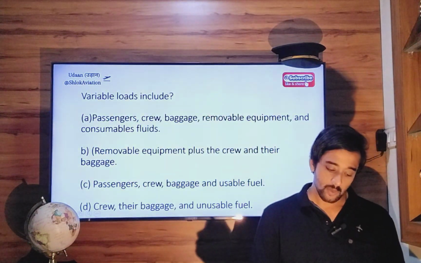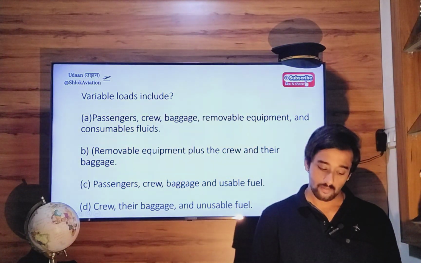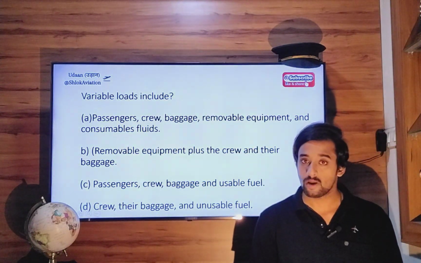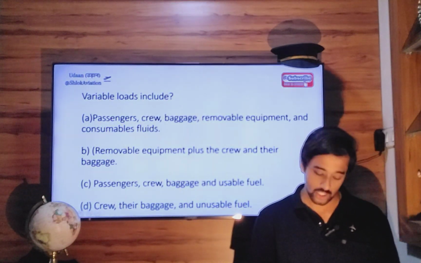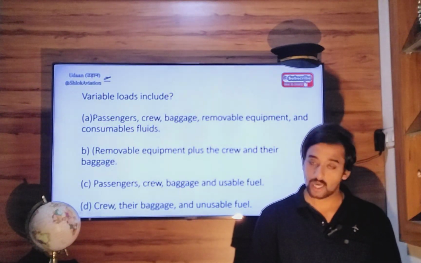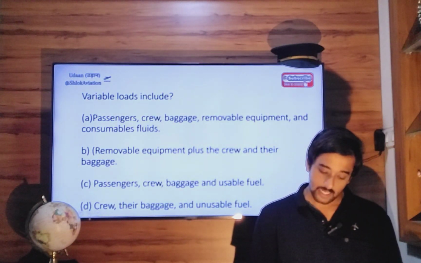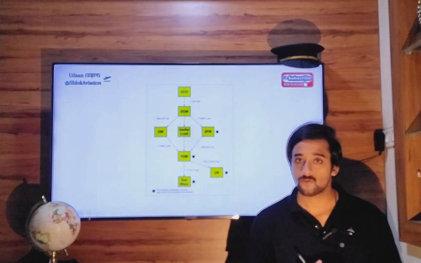Next. Variable loads include what? Passengers, crew, baggage, removable equipment, consumable fluids; removable equipment, crew and the baggage; passengers, crew, baggage and usable fuel; crew, their baggage and unusable fuel. So you have to remember this flow chart.